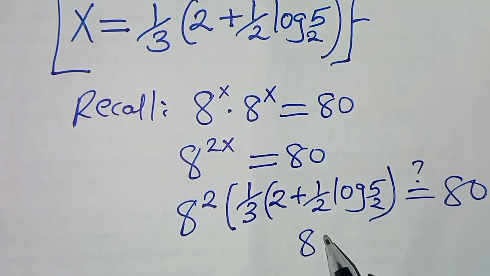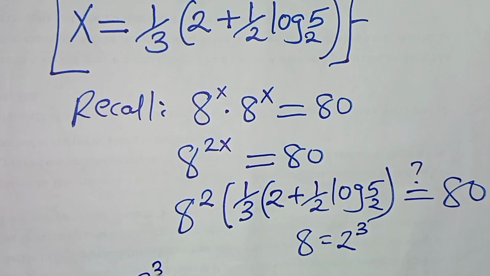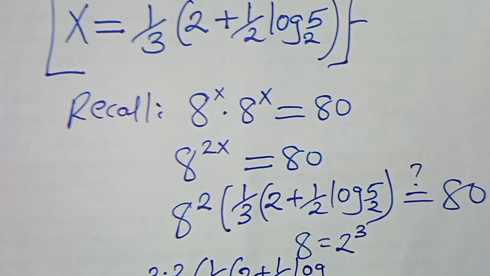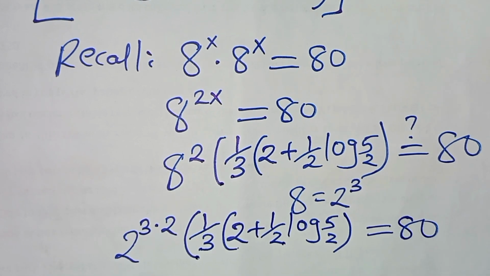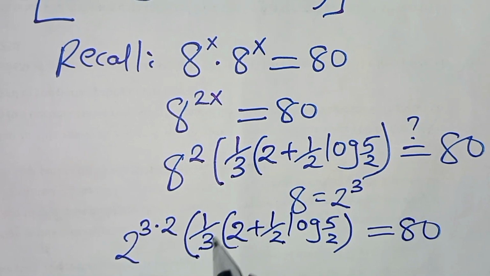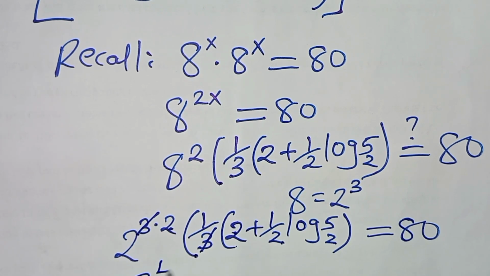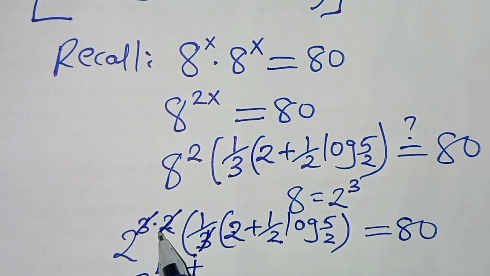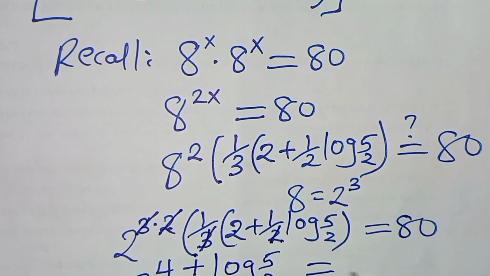So we can express 8 as 2 to the power 3. So let's substitute this. So we'll have 2 to the power 3 times 2 into the parentheses, this is a third, 2 plus a half log 5 to base 2. This should give us a value of 80. Now let's simplify here on the first part. So 3 and 3 simplifies. So that means we'll have 2 to the power 2 times 2, which is 4, plus, now here we have 3 and 2. So 3 and 3 will simplify, and then 2 and 2 will simplify. So that means we'll have log 5 to base 2.